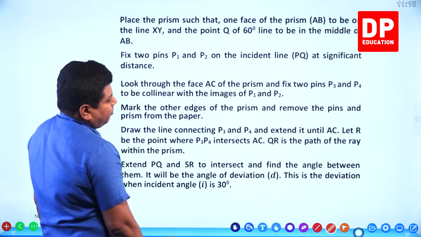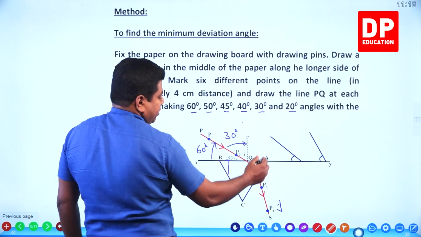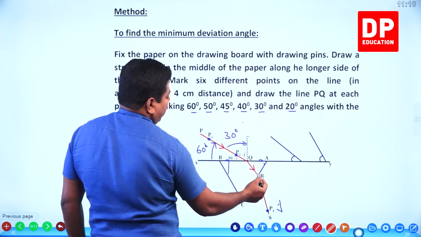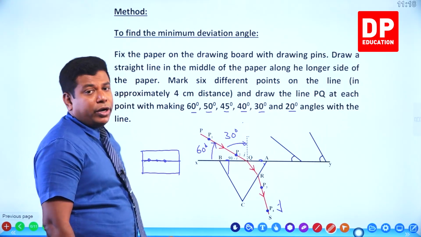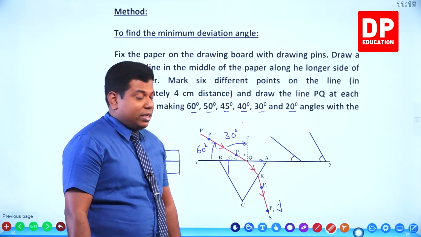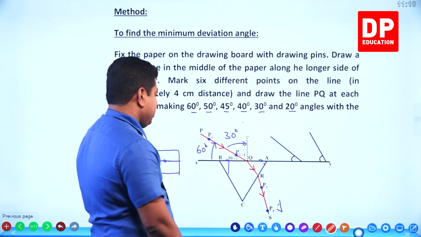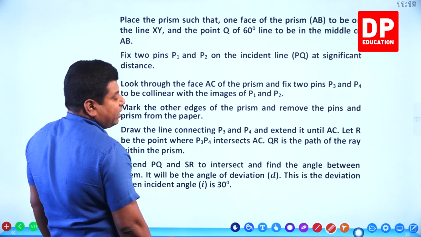Mark the other edges of the prism and remove the pins. Make sure before you remove the prism, draw these lines. Otherwise, when you extend this line, you wouldn't know up to where you have to draw it, right? Basically, the point of emergence you wouldn't know. Because of that, we particularly want this side. Mark that surface and then draw the line connecting P3 and P4.